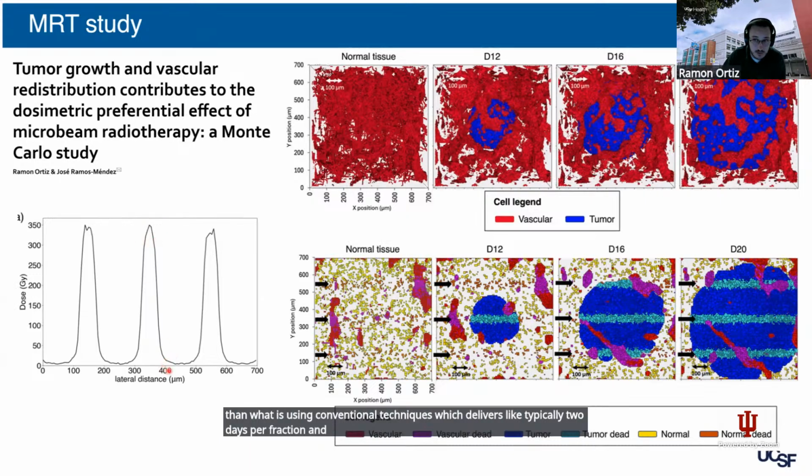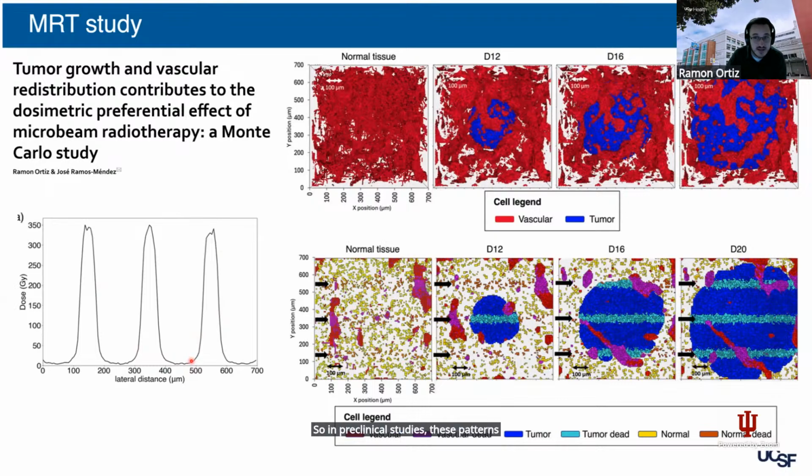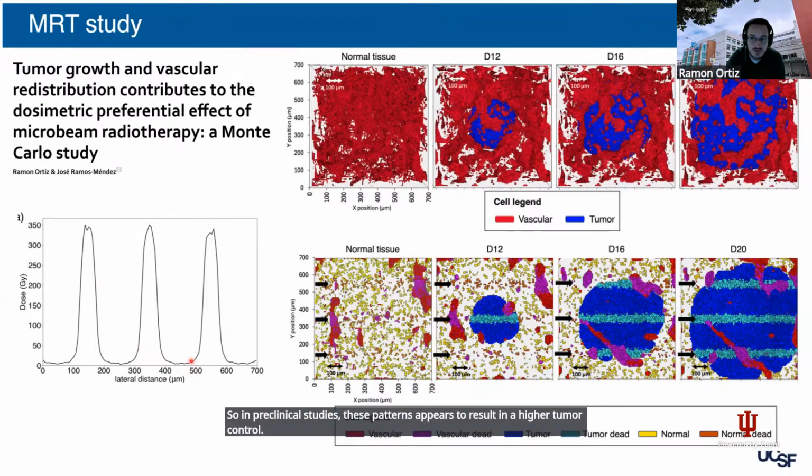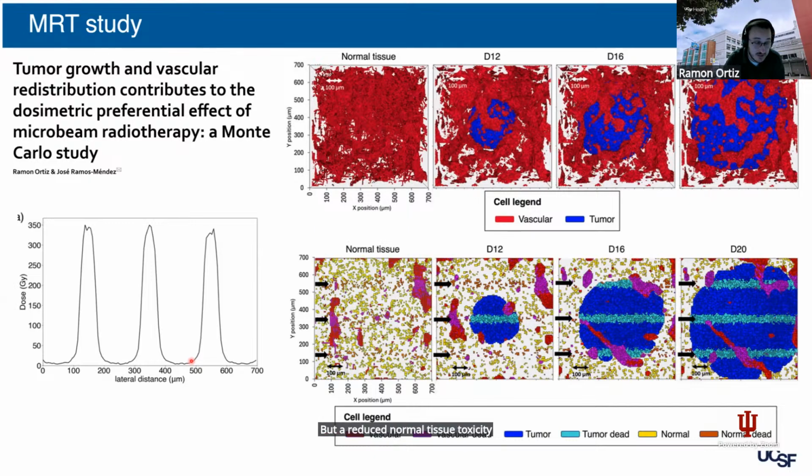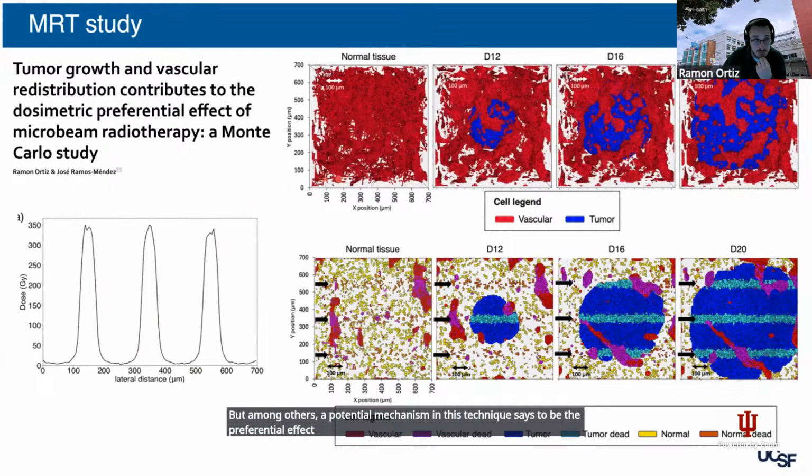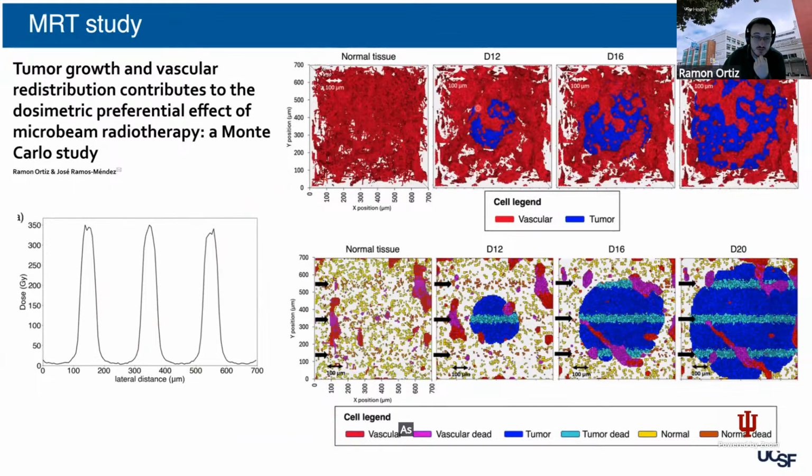And these peak regions are separated by low valley doses of 5 to 10 grays. In preclinical studies, these patterns appear to result in higher tumor control but reduced normal tissue toxicity as compared to conventional techniques. The radiobiological mechanisms behind this beneficial response are not fully understood yet. But among others, a potential mechanism is hypothesized to be the preferential effect in tumor vasculature as compared to normal tissue vasculature.